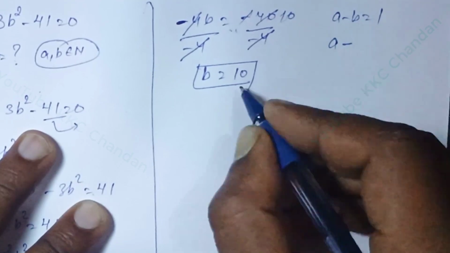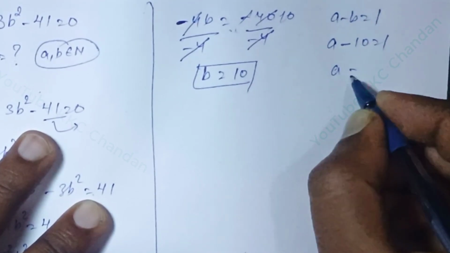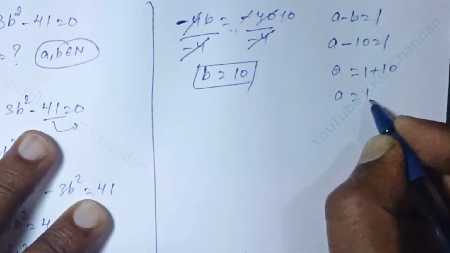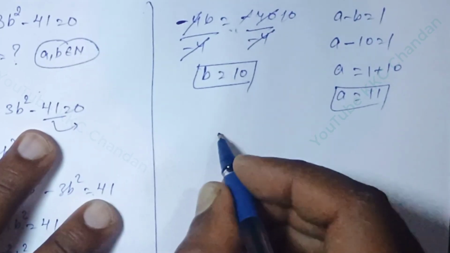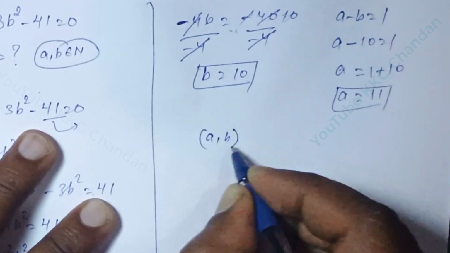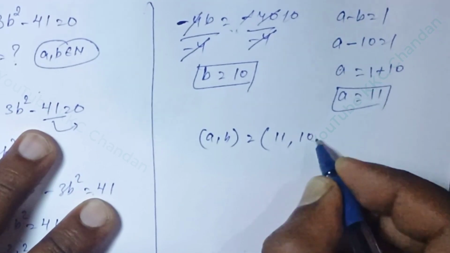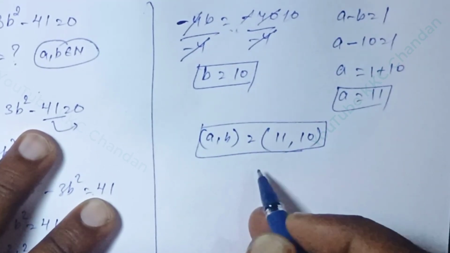A minus b, value how much? a minus 10 is equal to 1. Therefore a is equal to 1 plus 10. Therefore a is equal to 11. See here, a value how much? 11. Therefore a comma b value is that a value 11, b value 10. This is the case 1 value.